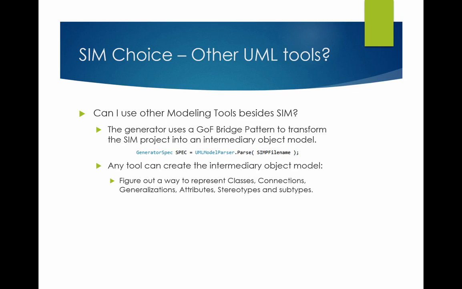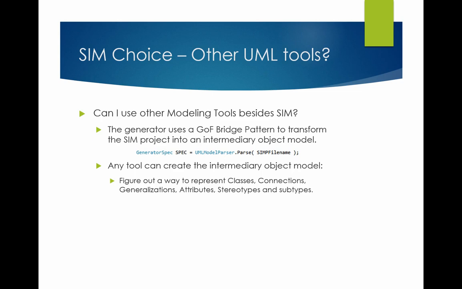So any tool that can create this intermediary object model will work. All you have to do is represent classes, connectors (being associations), generalizations, attributes, stereotypes, and subtypes. I use tagged values in Sim to represent subtypes. Other tools may not have that flexibility, so you have to figure out some way to represent all these things.